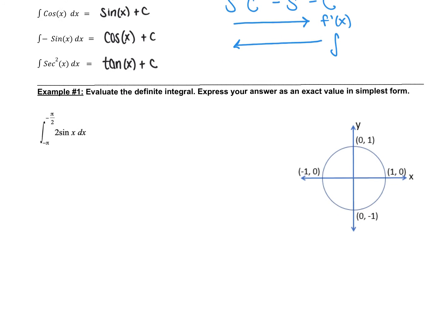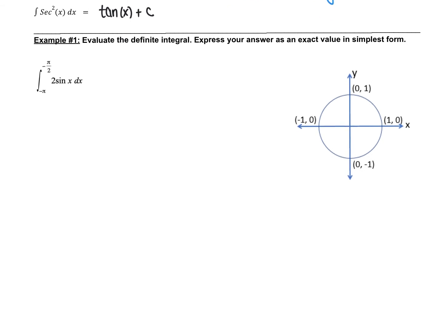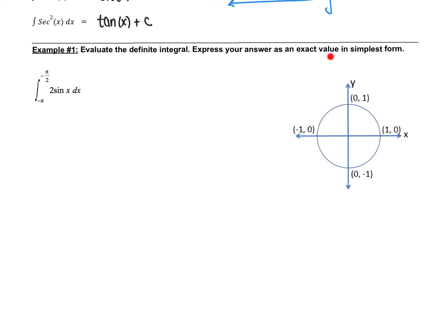So let's take a look at an example. Example number 1 says, evaluate the definite integral and express your answer as an exact value in simplest form. I'm going to first write again one more time: sine, cos, negative sine, negative cos. So I have the integral of 2 sine of x. I'm going to start at sine, and instead of going right this time, I'm going to go left, so I have to go back around. So the antiderivative would be negative cos. Since I'm starting with 2 sine, the answer is simply going to be negative 2 cos of x, and I want to integrate that from negative pi to negative pi over 2.